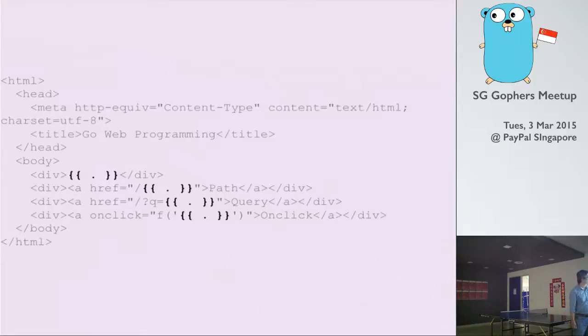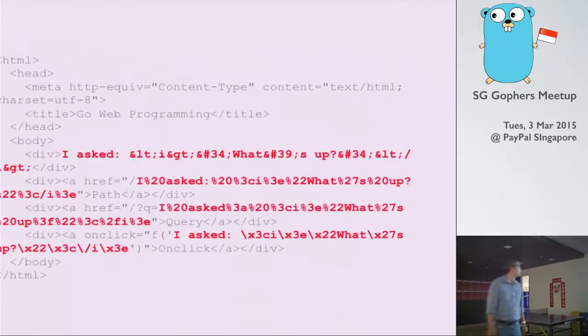I put a dot when q equals 2, and I put a dot under as a JavaScript function. Right, let's see how it comes out. So this is how it comes out. As you can see, all of them are different. It depends on where you actually put the data. It comes out differently.